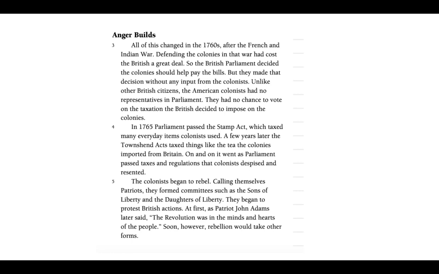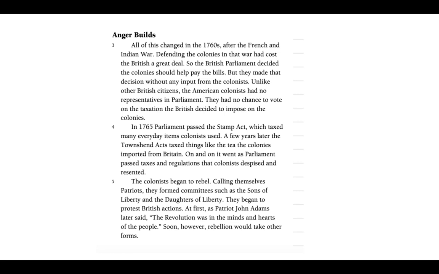You are going to underline whatever you think are the key details. Anger Builds. All of this changed in the 1760s after the French and Indian War. Defending the colonies in that war had cost the British a great deal. So the British Parliament decided the colonies should help pay the bills. But they made that decision without any input from the colonists. Unlike other British citizens, the American colonists had no representatives in Parliament. They had no chance to vote on the taxation the British decided to impose on the colonies.